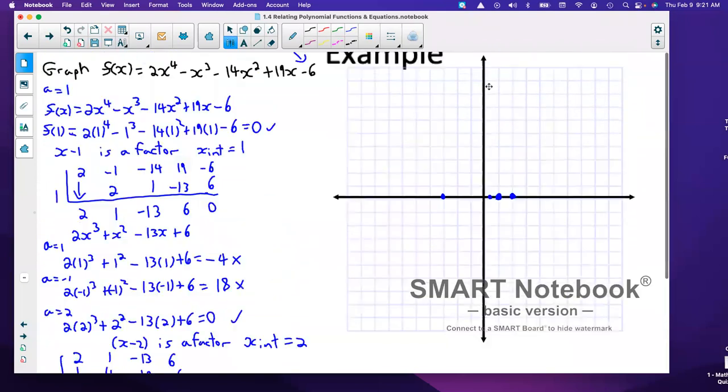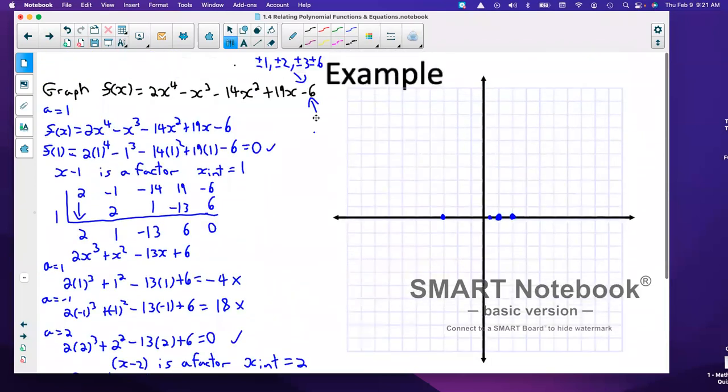Now looking at our equation, that's our y-intercept. So our y-intercept is at negative 6. And we have an even degree that's positive.